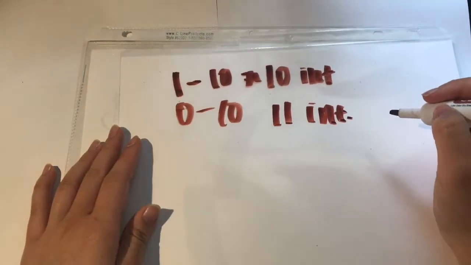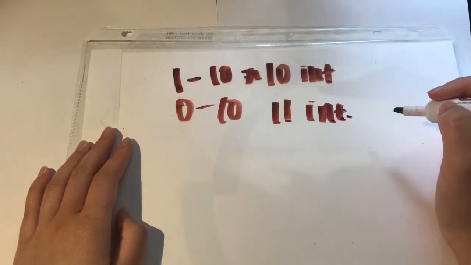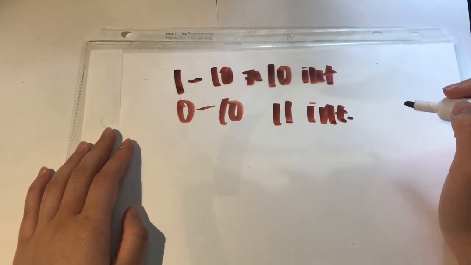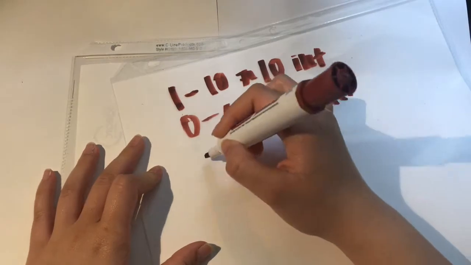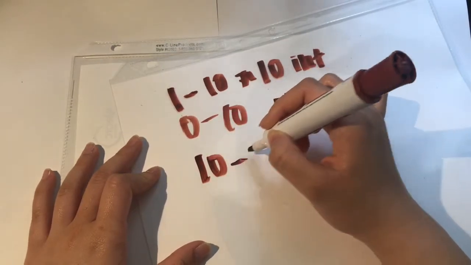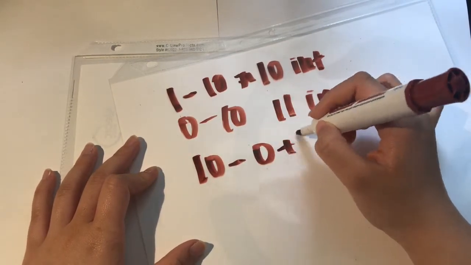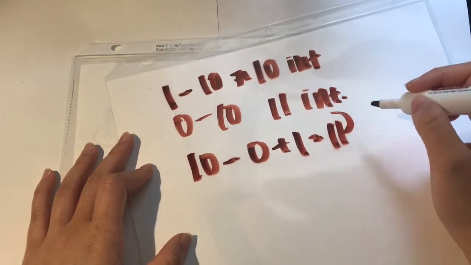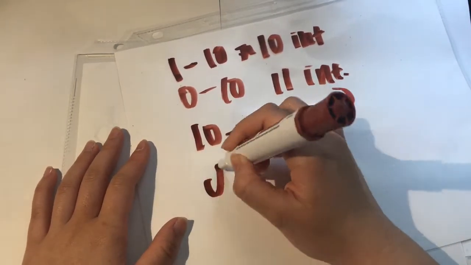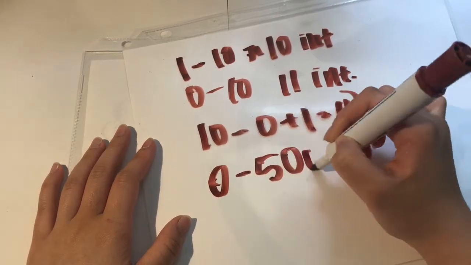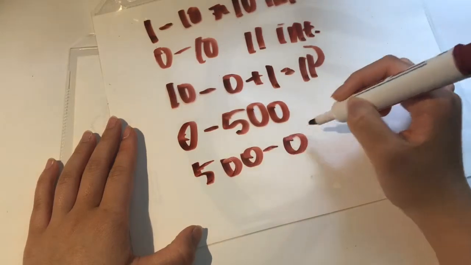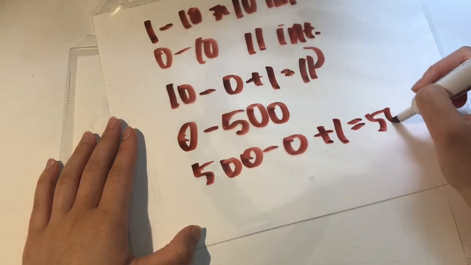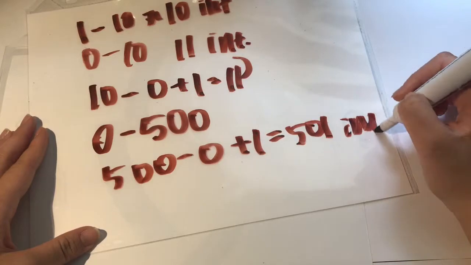But what if we have a lot of numbers and we can't really count the 1, 2, 3, 4, 5, 6, 7, 8, 9, 10 to find the number of integers? Well, we have a really simple solution: you take the end number, which in this case is 10, minus the beginning number, which is 0, plus 1, which is 11 integers, and that matches up. Similarly, we can do the same between 0 and 500. We have 500 minus 0 plus 1, which is 501 integers.